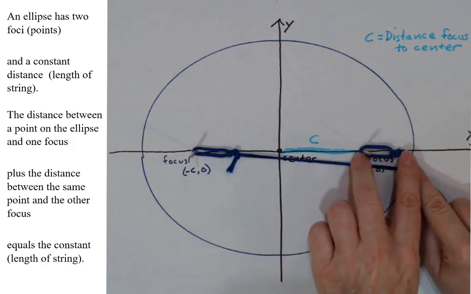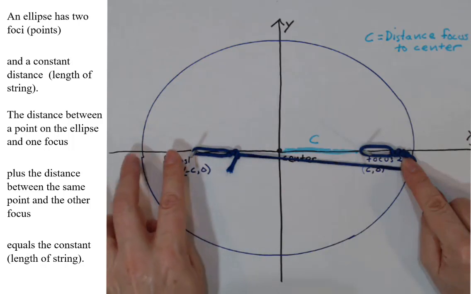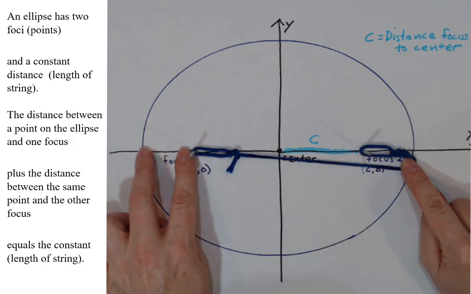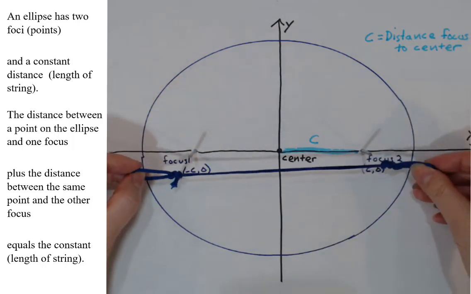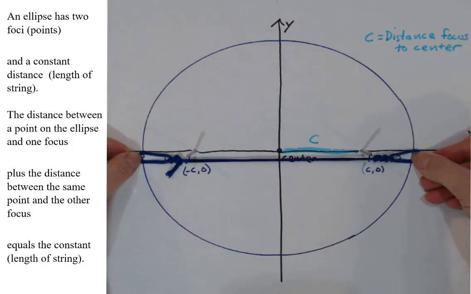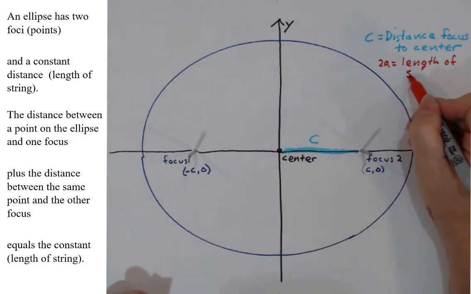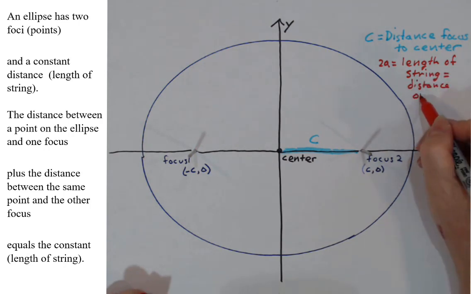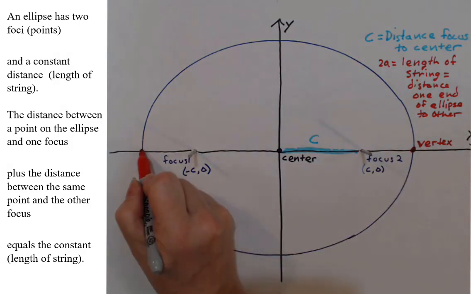Imagine taking that last bit of string between the right end and the right focus and moving it to the left end. Then the string would go from one end of the ellipse to the other. We can confirm this by taking the string off the pins. The distance from one end of the ellipse to the other is the same as the length of the string. This distance is called 2a. It is both the length of the string and the distance from one end of the ellipse to the other end. Each end of the ellipse is called a vertex.